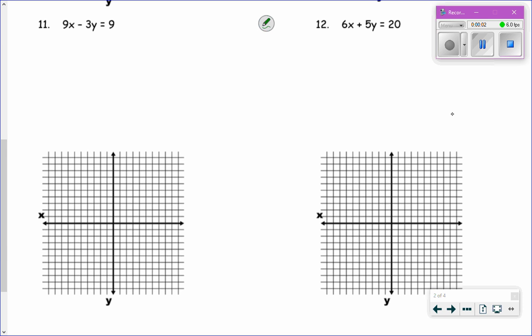Okay, this is part 2 of your slope and intercepts quiz review. So for number 11, we are going to solve for the x and the y intercept. So we're going to go ahead and set that up.